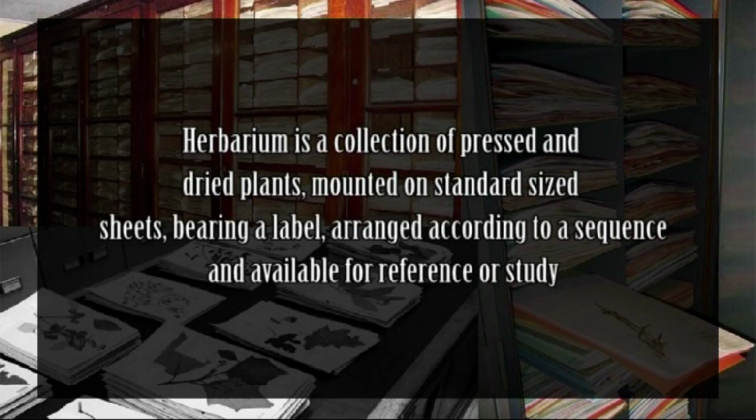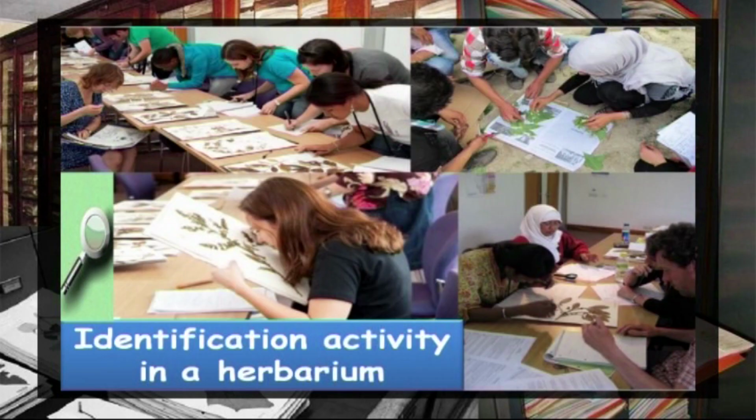A herbarium is a collection of pressed and dried plants mounted on standard sized sheets bearing a label, arranged according to a sequence and available for reference or study. The herbarium comparison is the easiest and generally more reliable method, as the recognized herbaria generally house specimens identified by experts and the specimens are revised from time to time. The majority of the herbaria in the world have a wide ranging collection of specimens and offer facilities for on-site identification or having the specimens sent to the herbarium identified by experts.